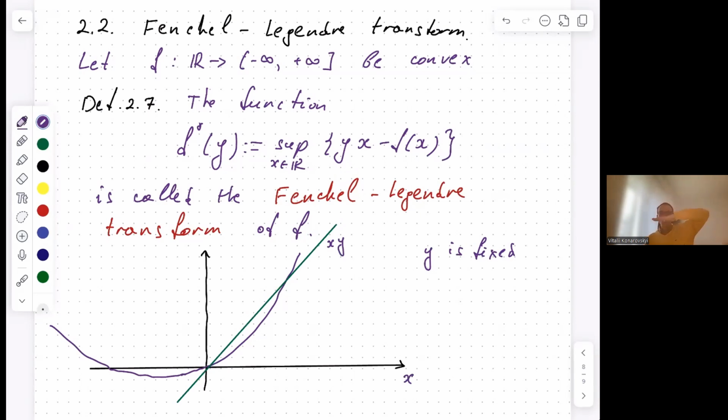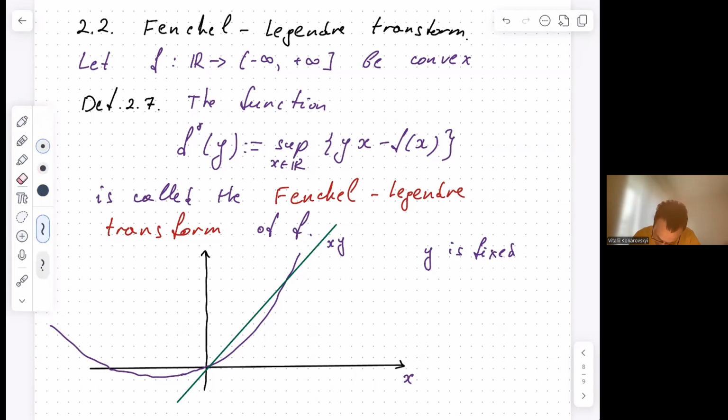For instance, when y is equal to 0, the line is exactly the axis x, and then you can change your y, so your line is moving. And then you consider the value yx minus f of x. Then you measure the distance between the line and the curve. The line has to be above and the curve has to be below. And the maximal distance is exactly the value of the Fenchel-Legendre transform at point y.